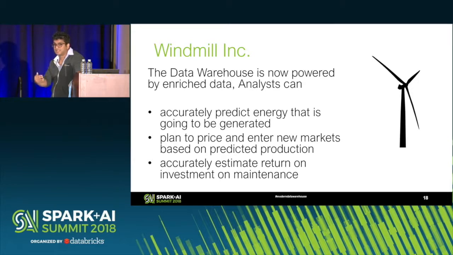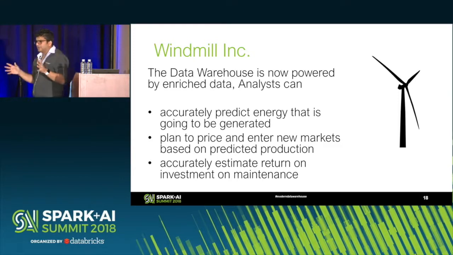So if they know that windmills are going to fail, and if they invest X amount of dollars in trying to fix those windmills, then the return on investment is going to be higher. So pretty amazing things. But how do we put all of this together? I talked about a data warehouse, and I talked about ML.